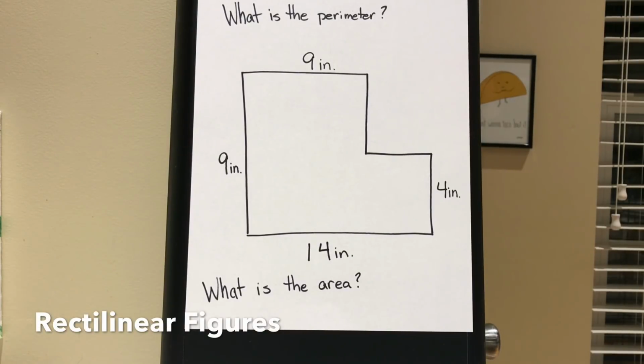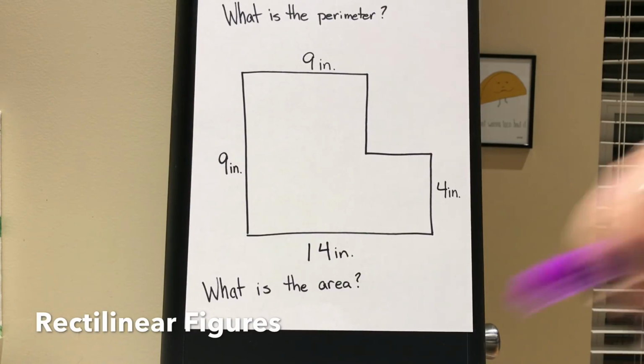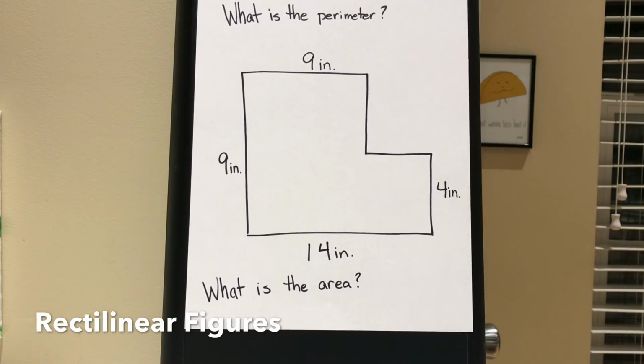All right, we have been learning a lot about the area and perimeter of rectilinear figures, but this concept is very, very difficult. So let's go through one more time on how we find the area and perimeter of rectilinear figures. The first step, every single time, should be to label all of your dimensions.